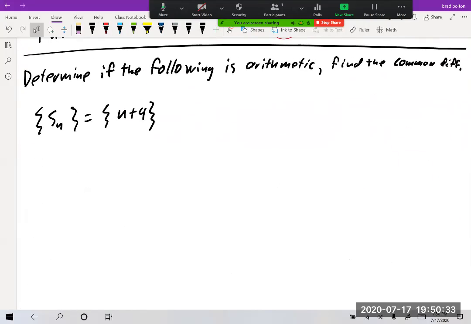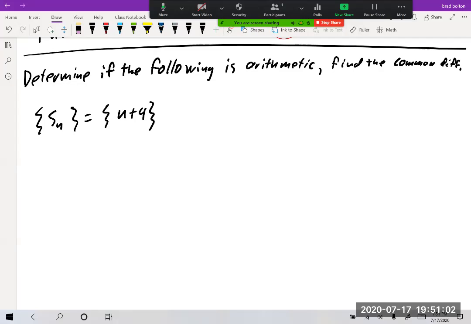It's actually much nicer than what we did in 12.1 because these have to fit a very specific pattern. So right away, for this one, if I want to determine whether the following is arithmetic, and if it is, find the common difference, I notice n plus 4. Doesn't that kind of look like x plus 4? And that would be y equals x plus 4, so that would be linear. So this is a line. I know it's not a line, but I'm saying it takes on that shape. So I'm going to assume it's arithmetic.